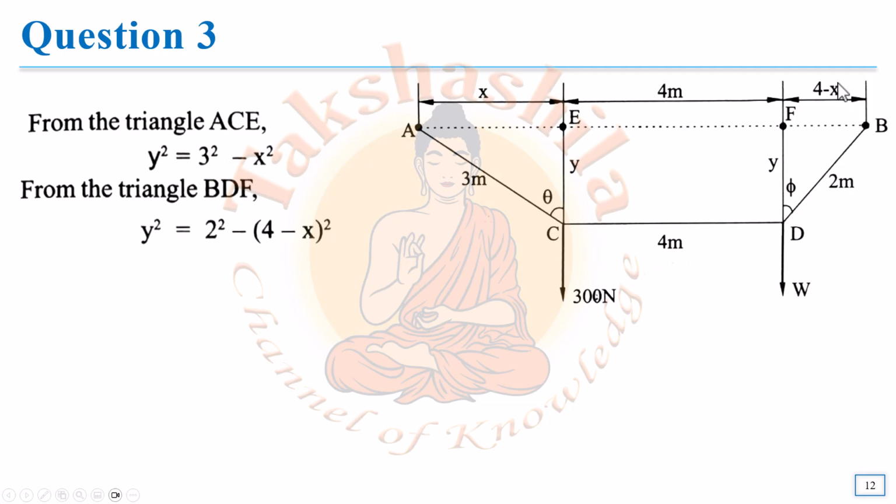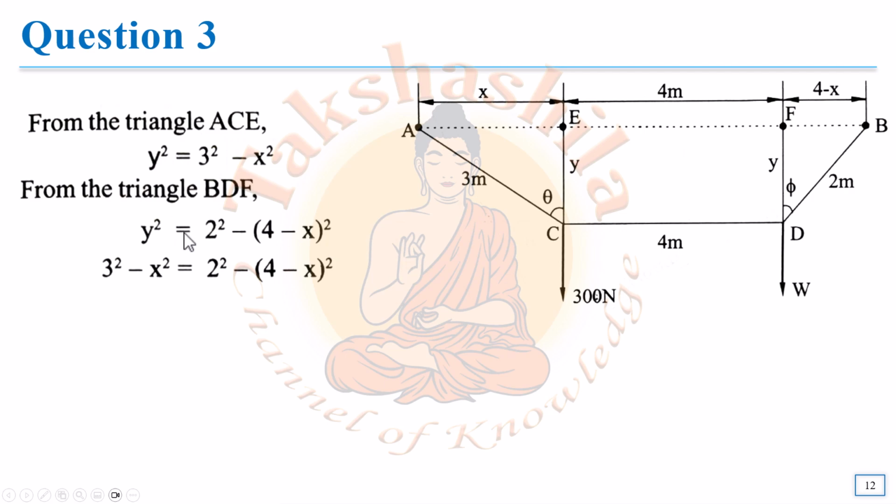Base is 4 minus x. So minus (4 minus x) the whole square. Let us simplify this. If you see, we right now have two equations. One is y square is equal to 3 square minus x square. The second one is y square is equal to 2 square minus (4 minus x) the whole square.